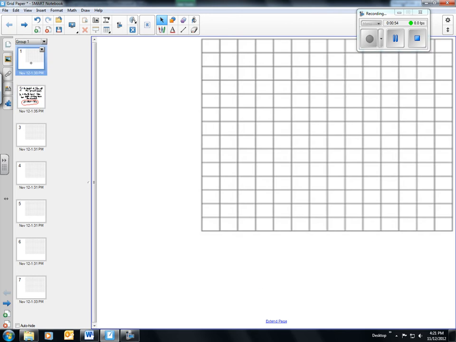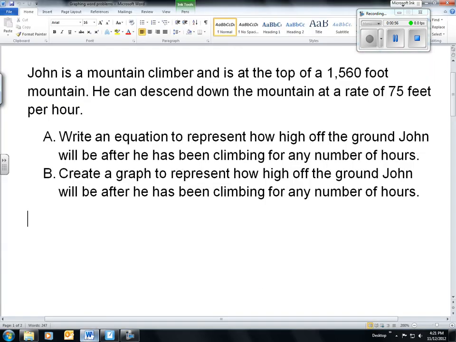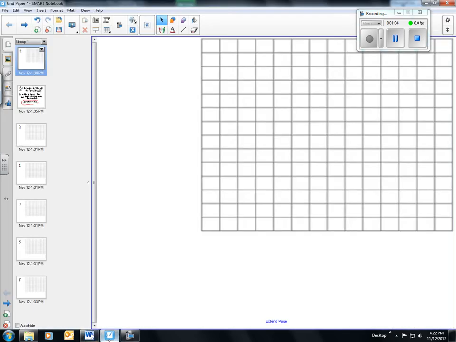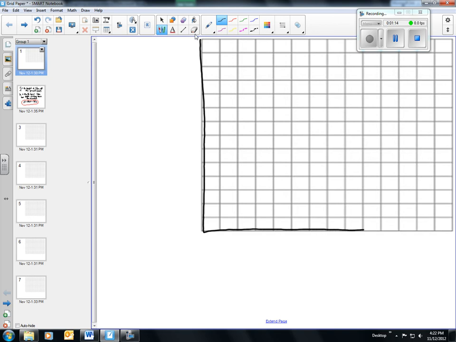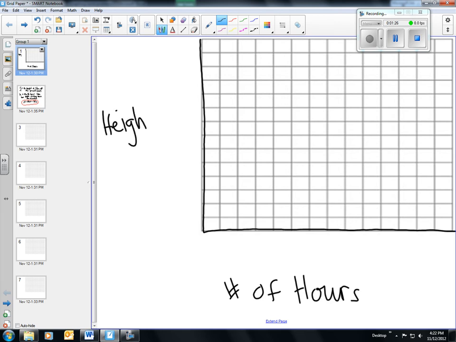Then for part B, if we want to create a graph to represent how high off the ground John will be, we're going to use the same kind of information, but now we're going to be creating a pictorial representation of what we're saying with the equation. So in this graph, we're going to create a vertical axis and a horizontal axis. On the horizontal axis, we're going to call that the number of hours. And then the vertical axis we're going to say is height, and that's in feet.